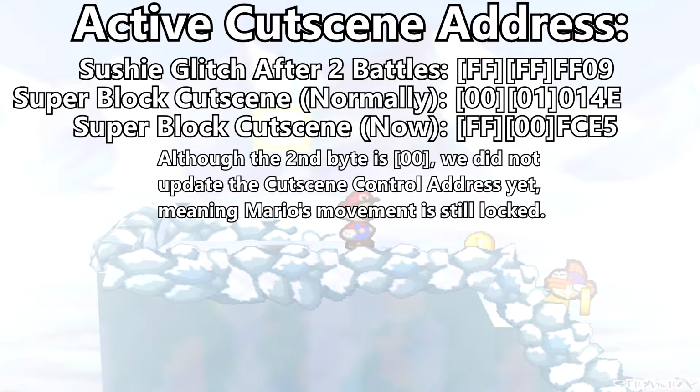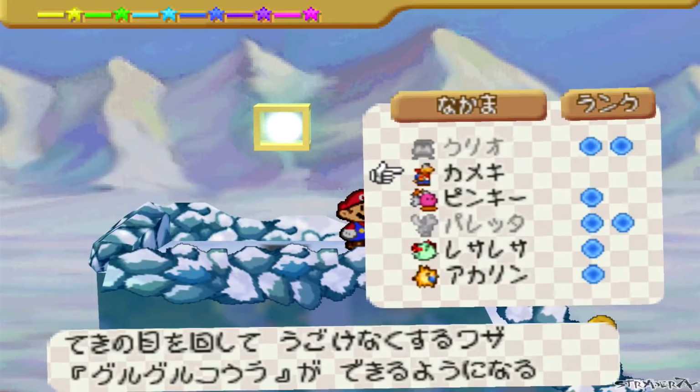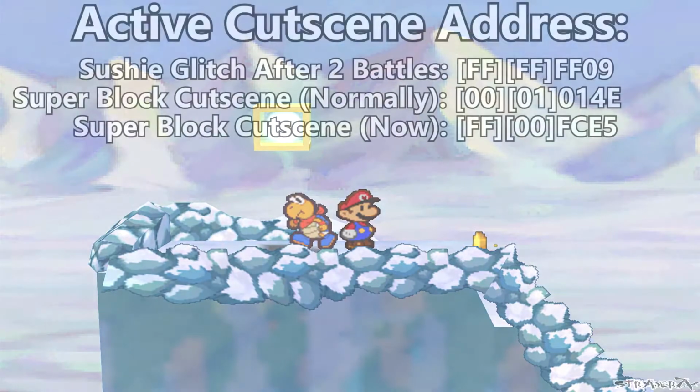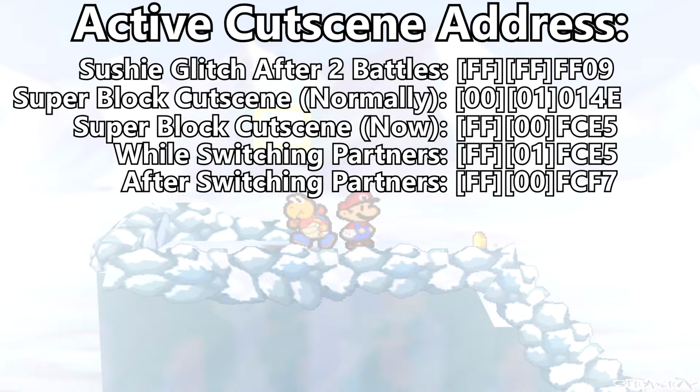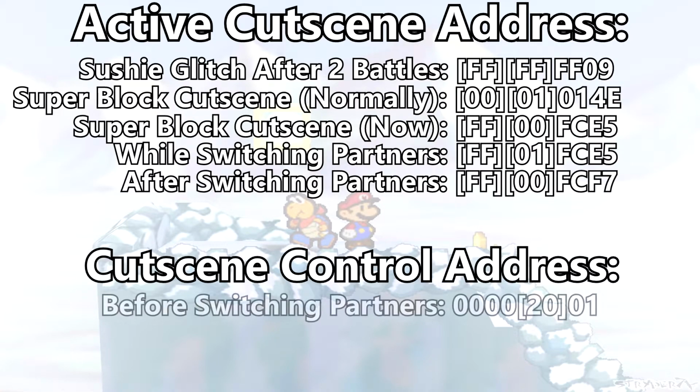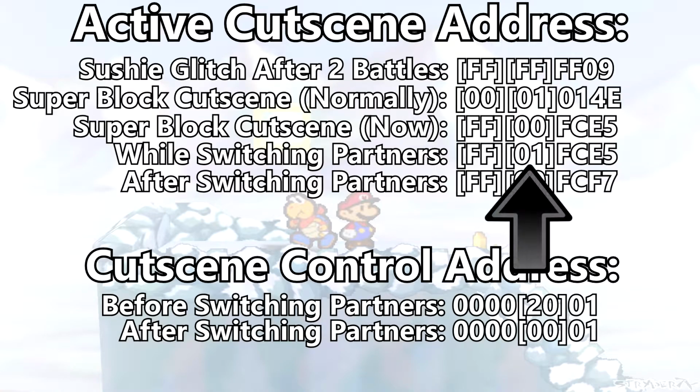Luckily for us, the Superblock cutscene prompts a partner swap following a few lines of dialogue, so we can switch partners to lower the active cutscene address's bracketed value to 00. It might be difficult to understand why a partner swap was necessary since we are at a value of 00 before switching partners. However, the cutscene control address's bracketed value only allows us to move if we decrease to a specified value. Now we can move during the upgrade sequence and hit the blue switch to start another cutscene, which we'll use to our advantage.